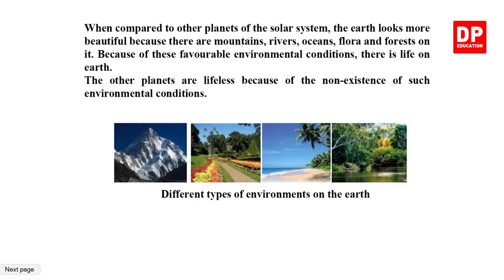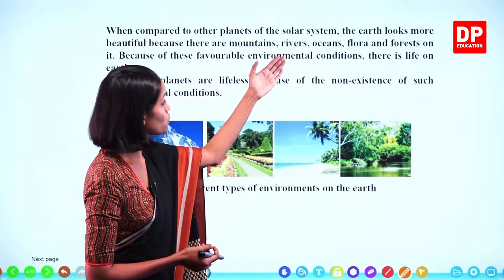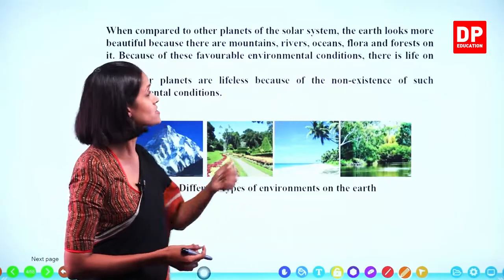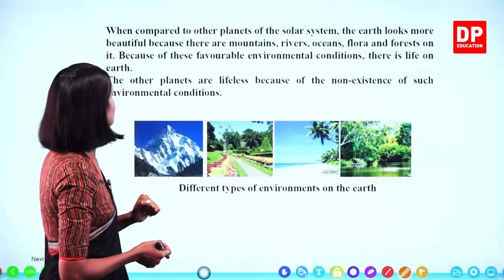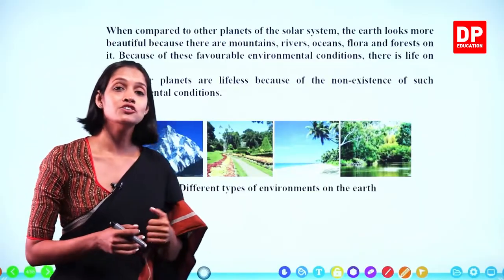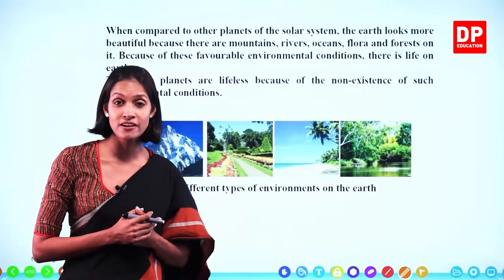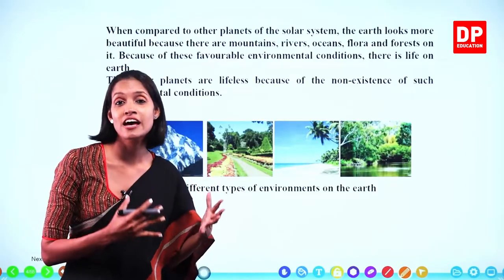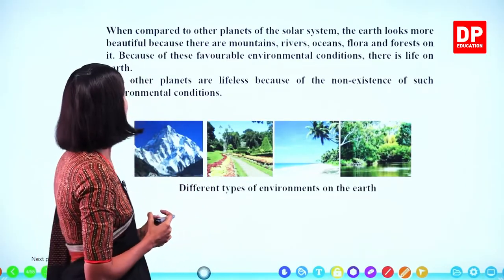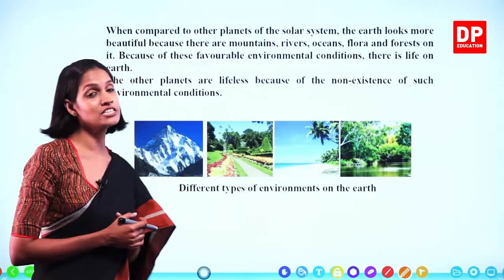Right, children? So, when compared to other planets of the solar system, the Earth looks more beautiful because there are a lot of other geographical features like mountains, rivers, oceans, flora. Flora means plants, right? And forests on it. Because of these favorable environmental conditions, there is life on Earth. Not only water, there are favorable places for the plants and animals to live. Because of that reason, there is life on the Earth. Right, children? The other planets are lifeless because of the non-existence of such environmental conditions.